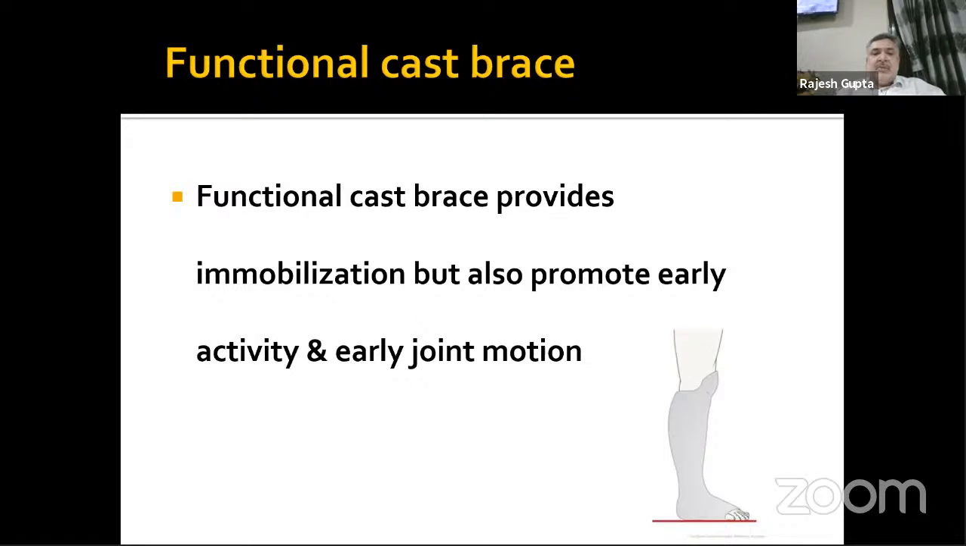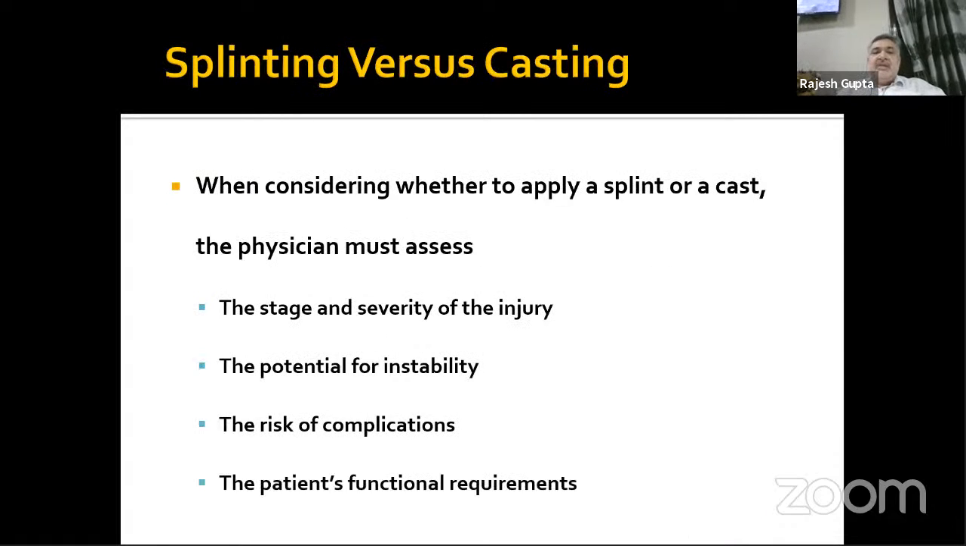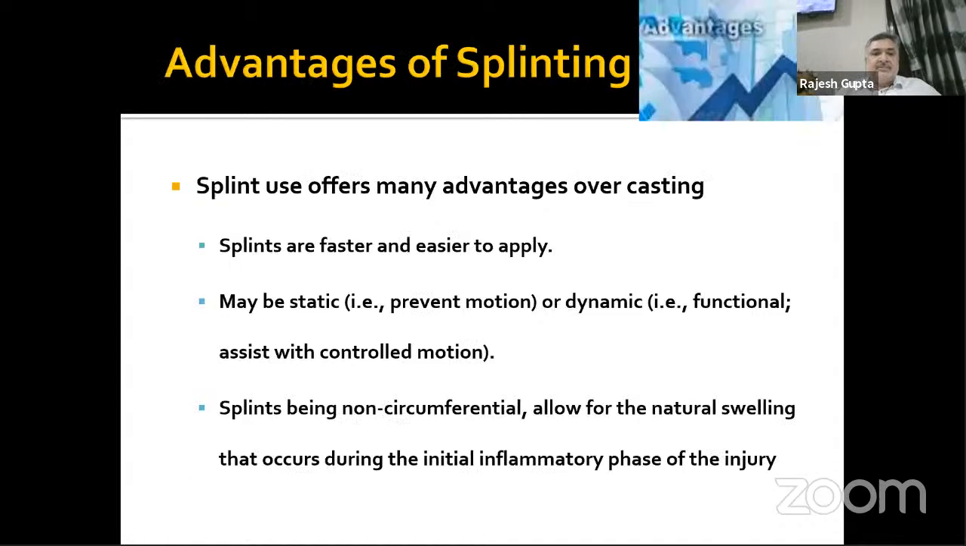So it provides immobilization, but also promotes early activity and early joint motion. Now, splinting versus casting. When considering whether to apply a splint or a cast, the physician must assess the stage and the severity of the injury, the potential for instability, the risk of complications, and the patient's functional requirements.